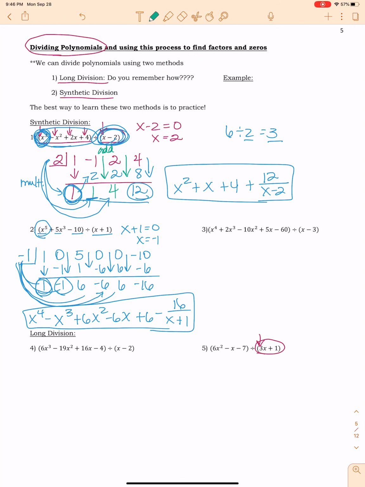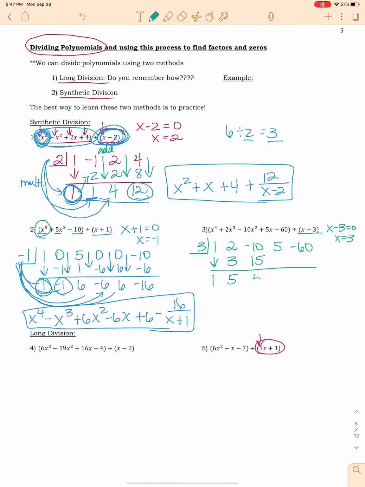All right, so this next one, we have x minus 3 here, so I'm going to set this equal to 0 and solve it. Make 3 in the little corner. I've got 1x to the 4th, 2x cubed, negative 10x squared, 5x, and negative 60. I didn't have any terms to skip on this particular problem. So now I'm going to drop the 1 down. 3 times 1 is 3. 2 plus 3 is 5. 3 times 5 is 15.